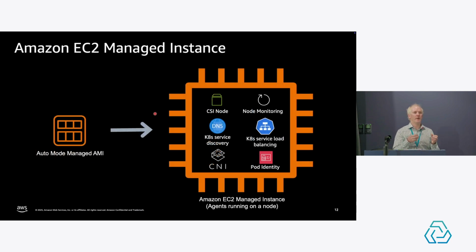Well, here we have an EC2 managed instance that is running an AMI. And on that AMI, we run these managed services such as VPC CNI, Karpenter, load balancers. These run as processes. When you go into your Kubernetes cluster, you would typically expect to see these controllers, but these run as processes on the AMI. The reason we do that is so we can manage them on your behalf.